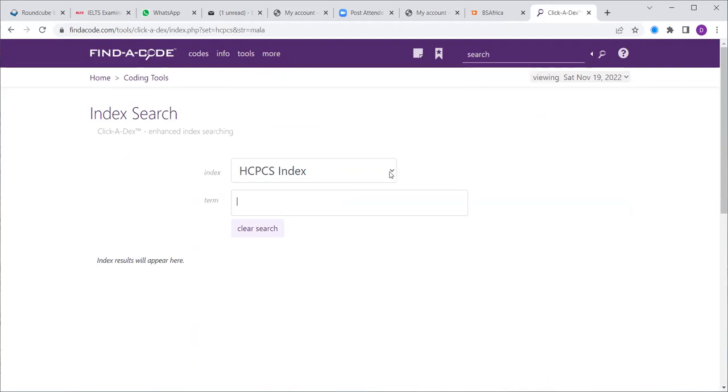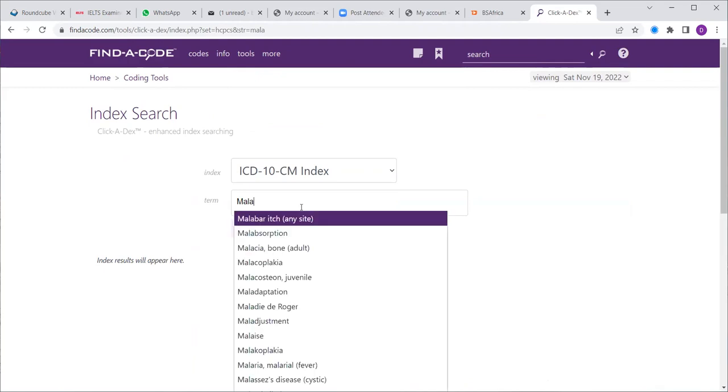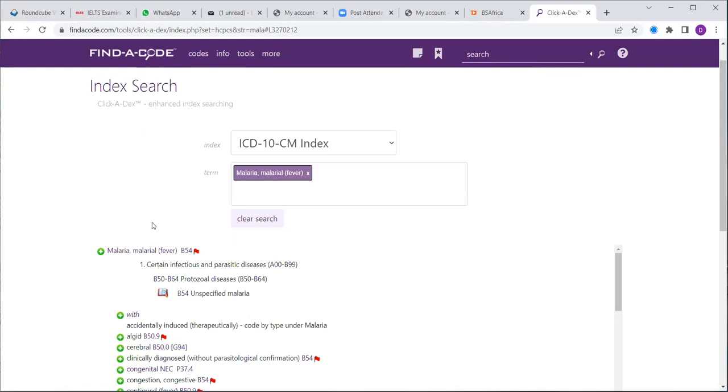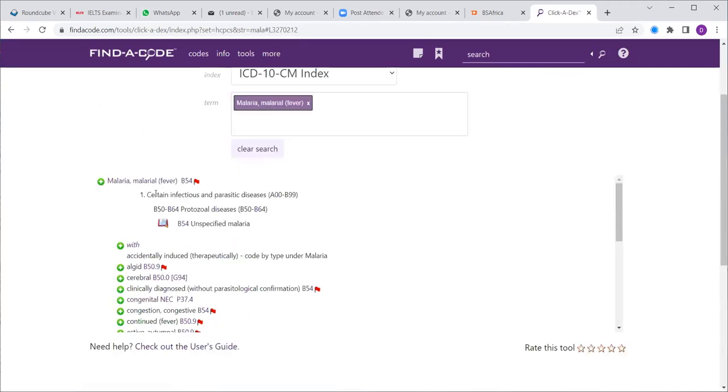This page is called the index search page. So I come here, I type in malaria. Once you begin to type, malaria automatically pops up. Have you seen it? Yes. Then you click on it. Then it shows you the code for malaria, certain infectious and parasitic disease. And these are protozoal diseases. This is a code for unspecified malaria.